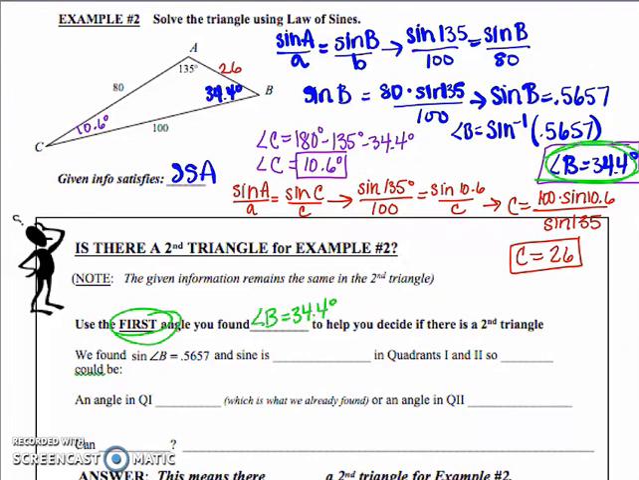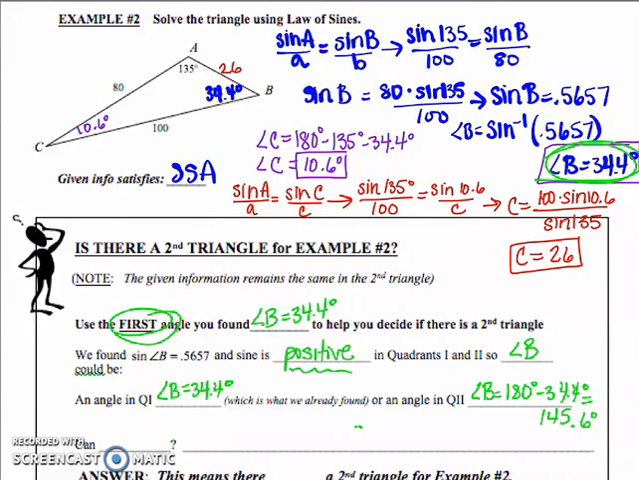We know that sine is positive in quadrants 1 and 2. So angle B could either be an angle in quadrant 1. In that case, it would be the angle that we already found, which is 34.4 degrees. Or it could be an angle in quadrant 2. If it's an angle in quadrant 2, then angle B could be 180 degrees minus 34.4 degrees, which would be 145.6 degrees. So that's the other possible angle B.